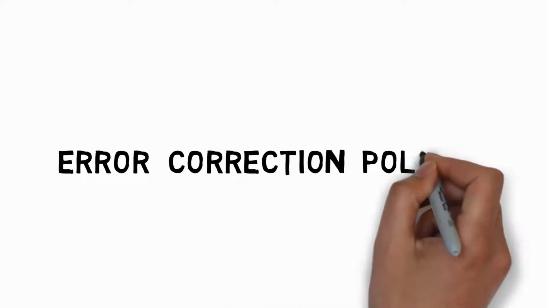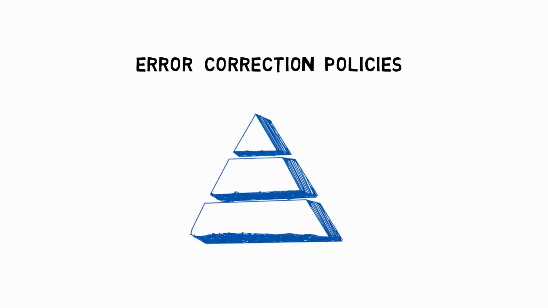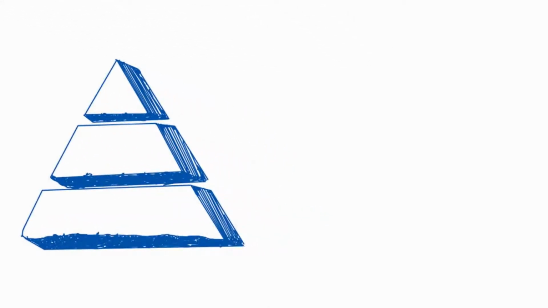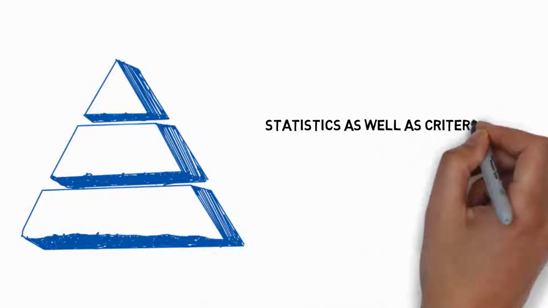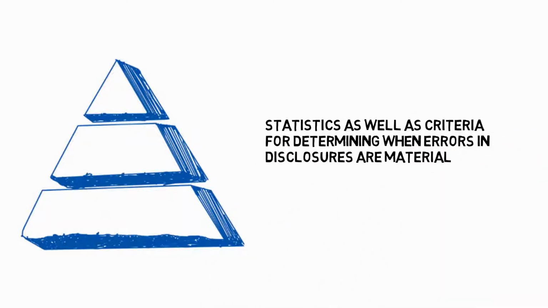Error correction policies. Firms must create materiality thresholds that predetermine the action required if errors occur in a compliant presentation. This section should include thresholds for all statistics as well as criteria for determining when errors in disclosures are material.